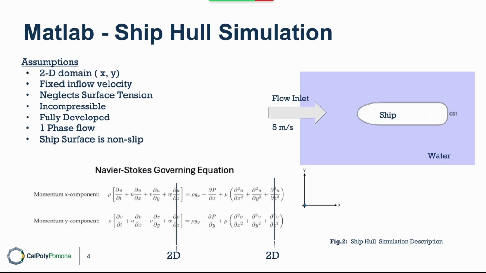So for the MATLAB section, I wanted to simulate the flow around the ship and generate information about the wave profile that comes from that. Some of the key assumptions that I made is keeping it in 2 dimensions, fixing the inlet velocity at 5 meters per second, neglecting surface tension around the water and the ship, the ship surface being non-slip, as well as saying it's only a single phase flow. We're using the Navier-Stokes governing equation for this simulation in 2 dimensions.